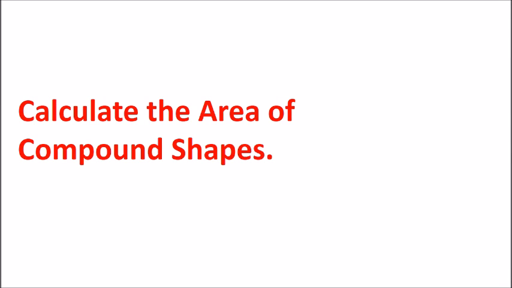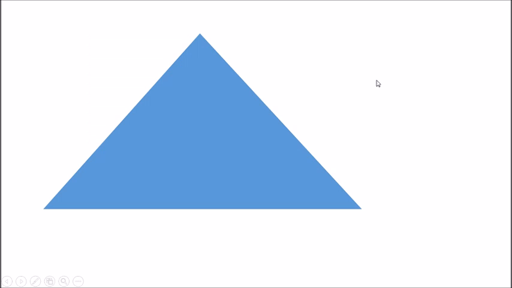In today's lesson we're going to be recapping how to calculate the area of compound shapes. Let me show you what I mean by compound shapes. So this shape on my screen, clearly it's a rectangle, and there's a very easy way to calculate the area of a rectangle. We just multiply the two perpendicular lengths together.